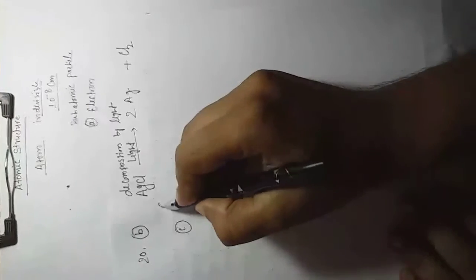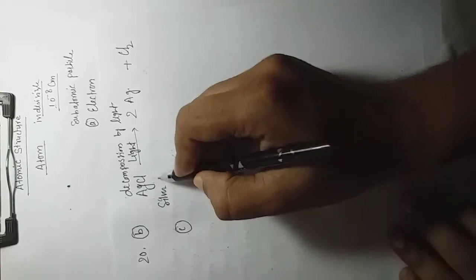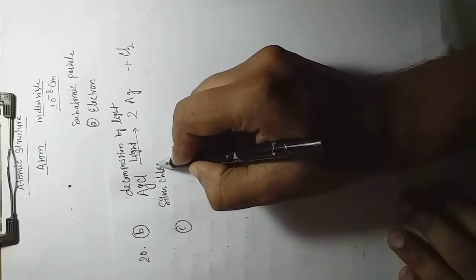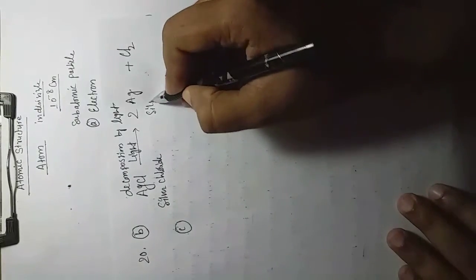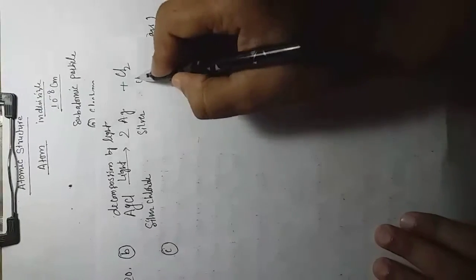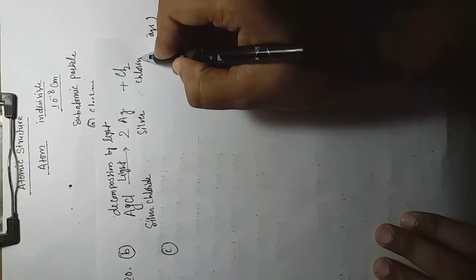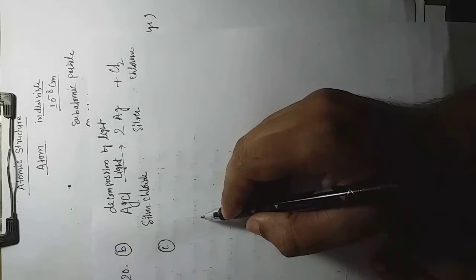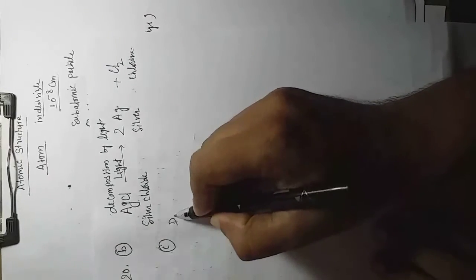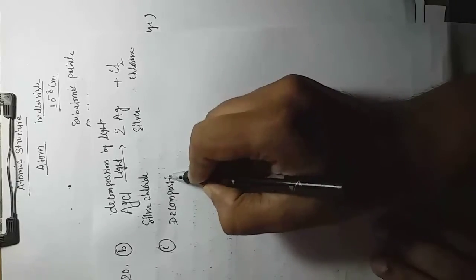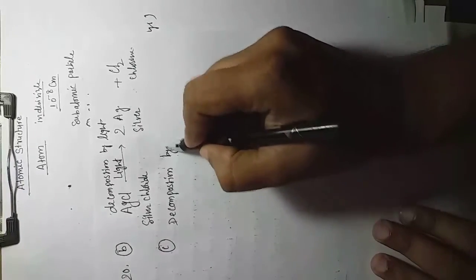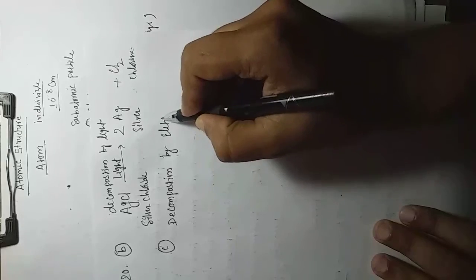Next is decomposition by electricity. You may write here, this is called silver chloride. After presence of light, it breaks down, it forms silver, and next is chlorine. Next is decomposition by electricity.